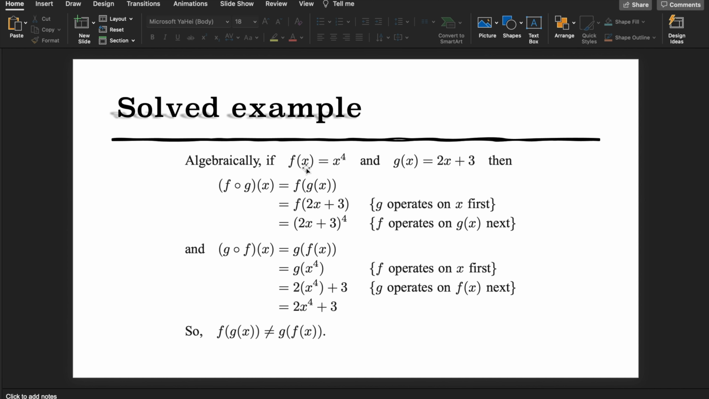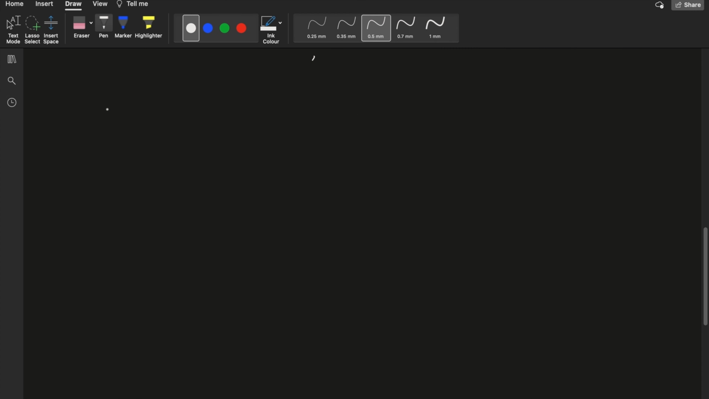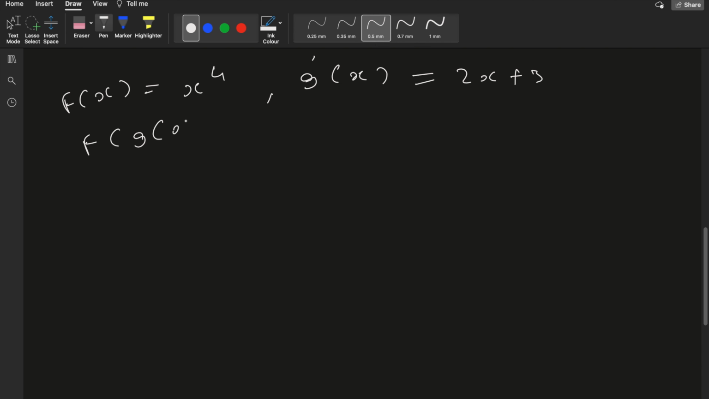So over here, they said that f of x equals x to the power 4 and g of x equals 2x plus 3. f of x equals x to the power 4, g of x equals 2x plus 3, I presume. Yeah. So if you want to find f of g of x, what we'll have to do is write this whole thing.